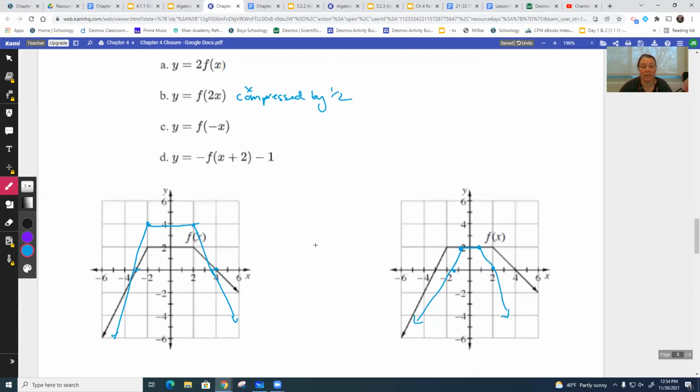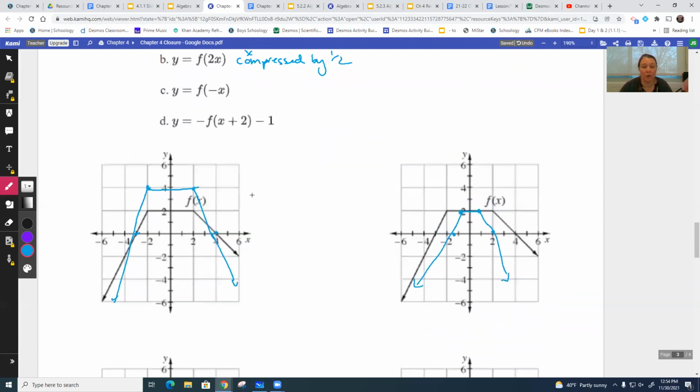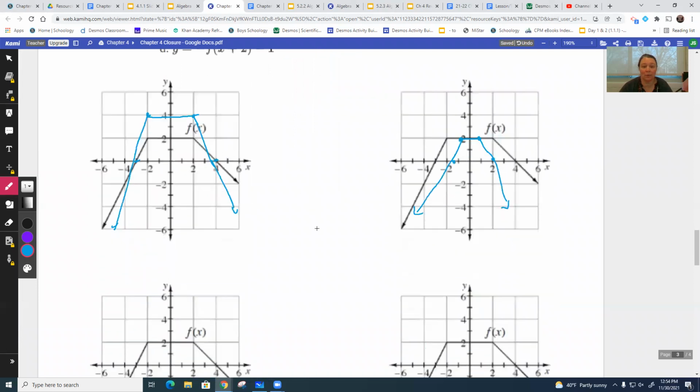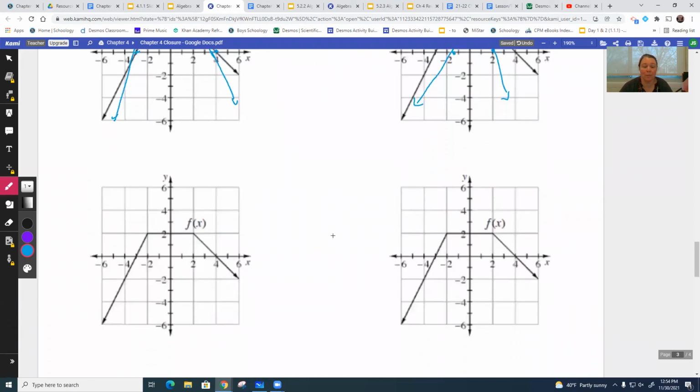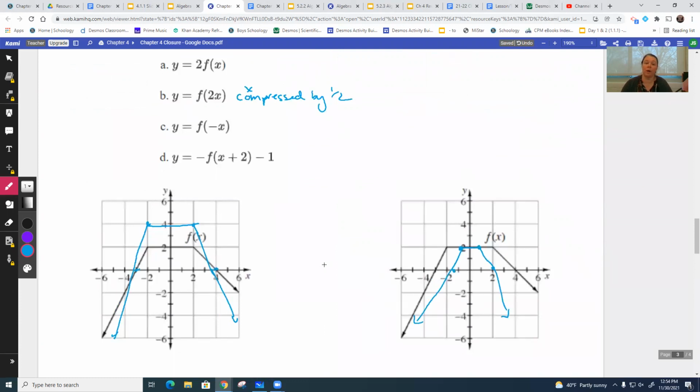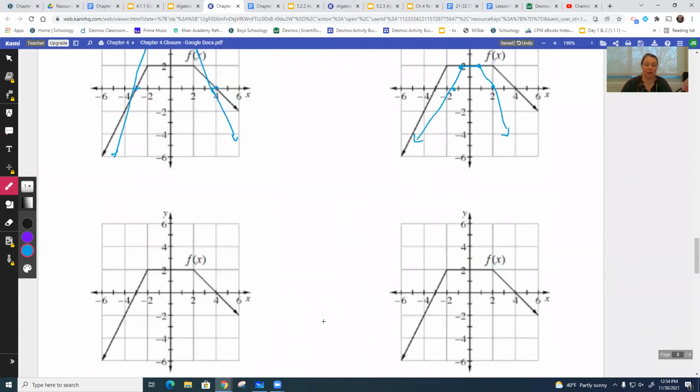Okay, the next one is f of negative x, the opposite of x. So all the x's are going to become opposites. Remember from before, if the negative is out here, it's a reflection over the x-axis. This is going to be a reflection over the y-axis. So really, I could just think of it that way. All of the x values are going to be flipped. So this one's going to come over here. This one's going to come over here. This one's at -3, so it's going to come to +3. This one's at 4, it's going to come to -4. So it's just going to be flipped over.